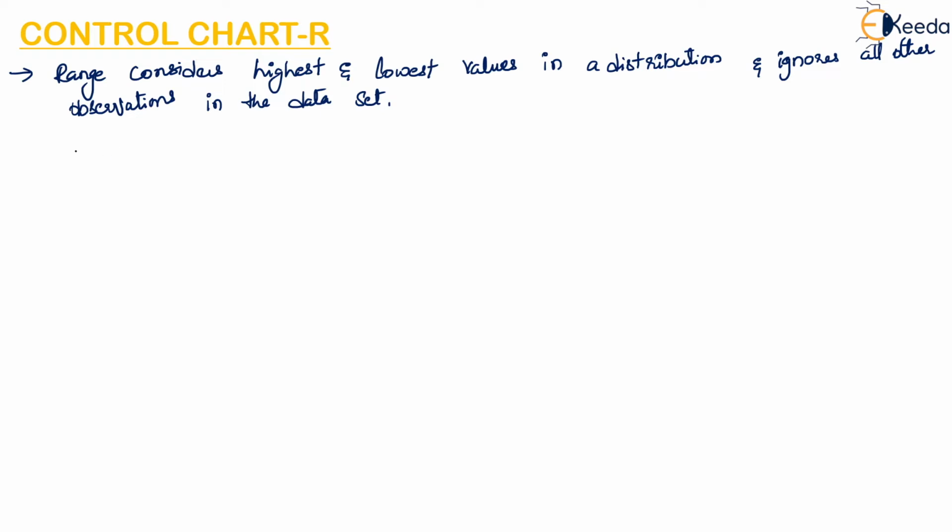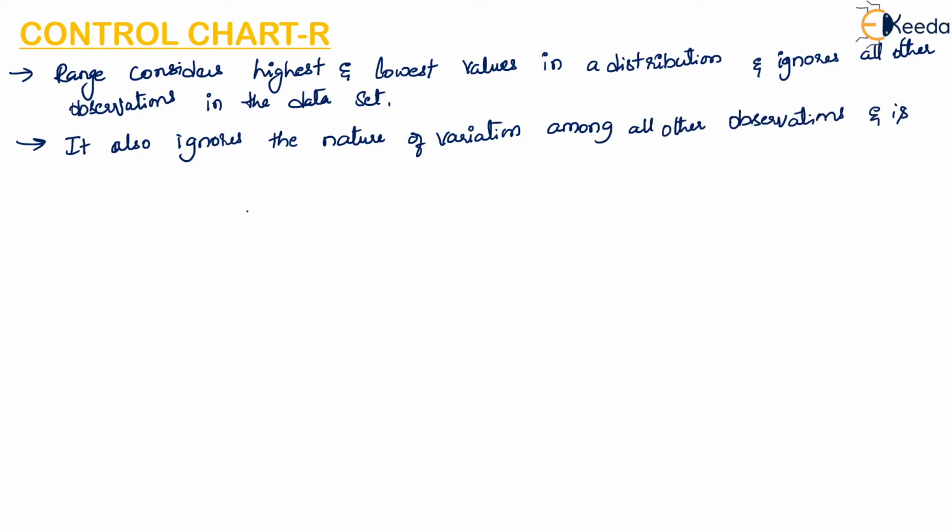So, because it is ignoring all the other observations, it may also ignore the nature of variation among all the other observations and is mainly influenced only by the extreme values. As it is considering only two values, it is ignoring all the other values. The nature of variation among the observations is also ignored and is mainly influenced by the extreme values.